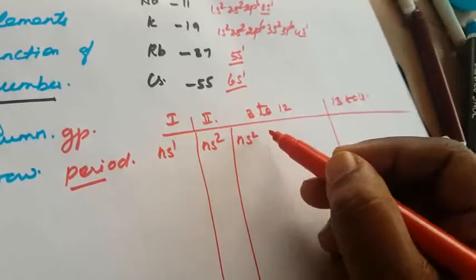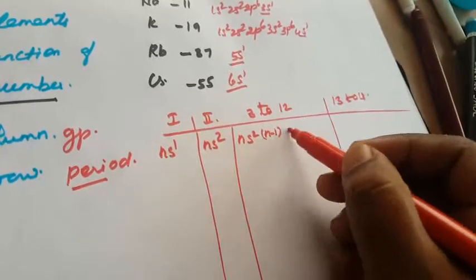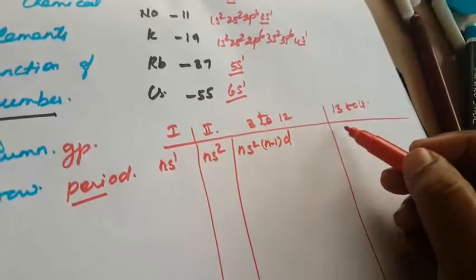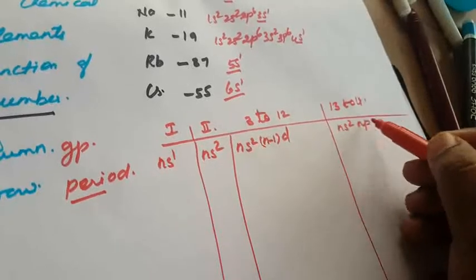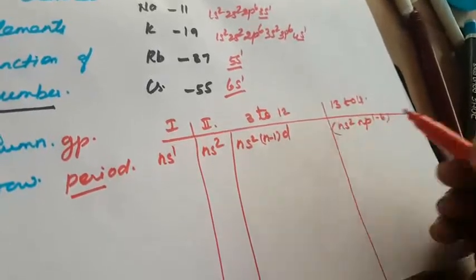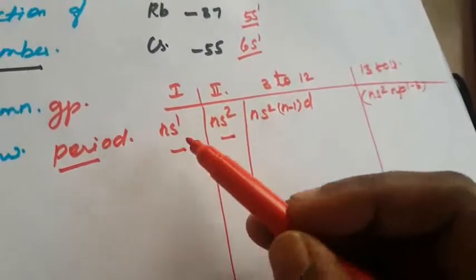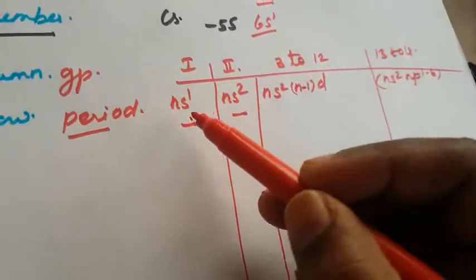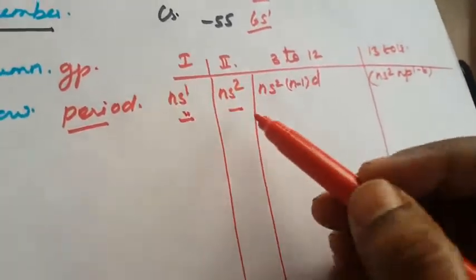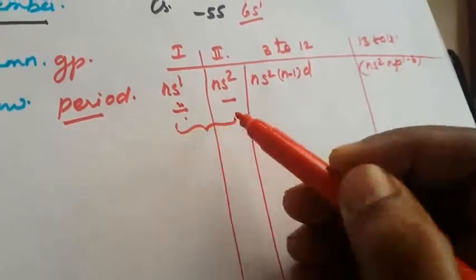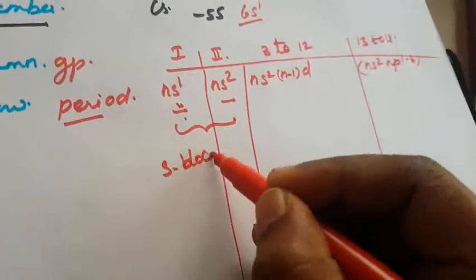The 3 to 12 groups have ns2, (n minus 1) d orbital. The 13th to 18th groups have ns2, np 1 to 6. This is the general electronic configuration. According to the valence shell electron, where the last electron enters the s orbital, the elements are called s block elements.